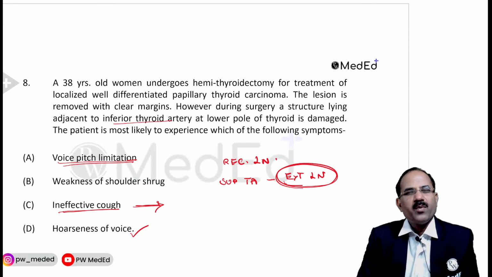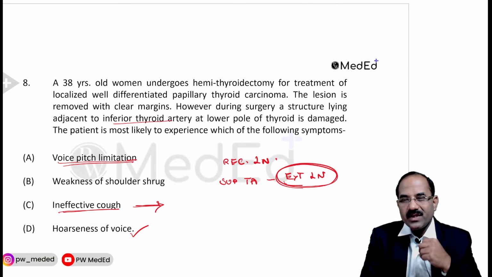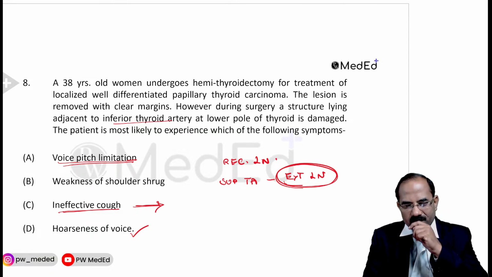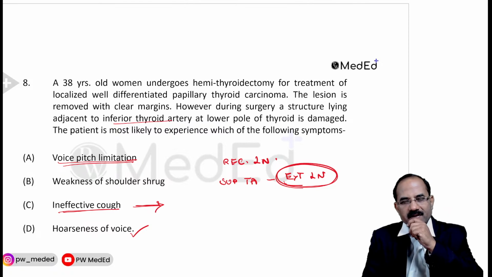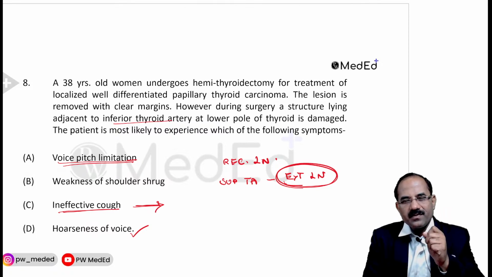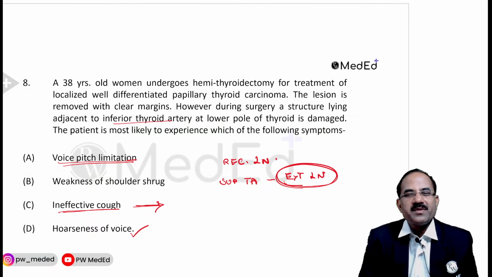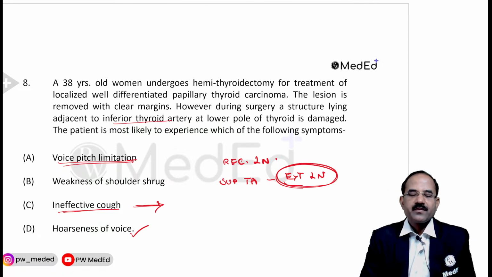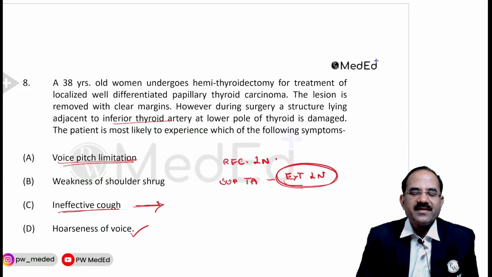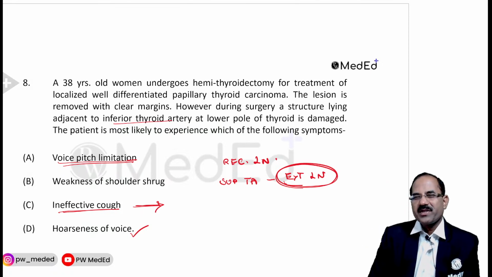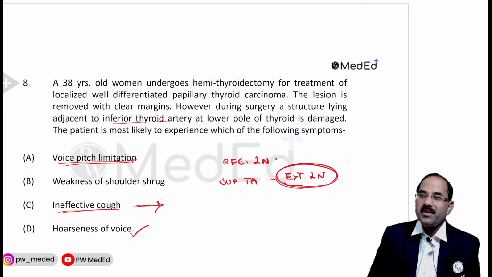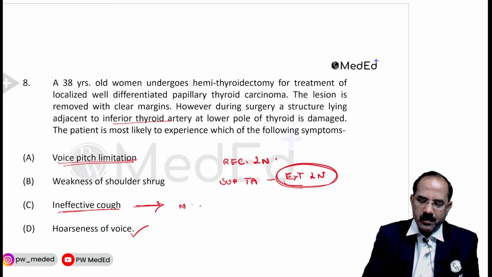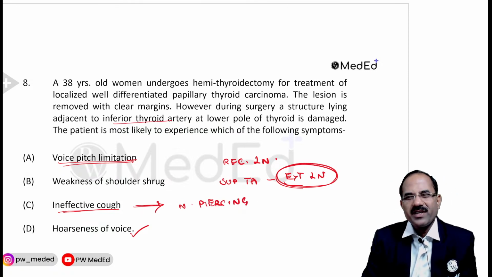A very common MCQ comes: a person is having seafood and the spine of the fish enters the pyriform fossa. Which is the nerve involved? Which is the nerve in the pyriform fossa? Which is the nerve which pierces the thyroid membrane? A very important MCQ. It's a branch of vagus.